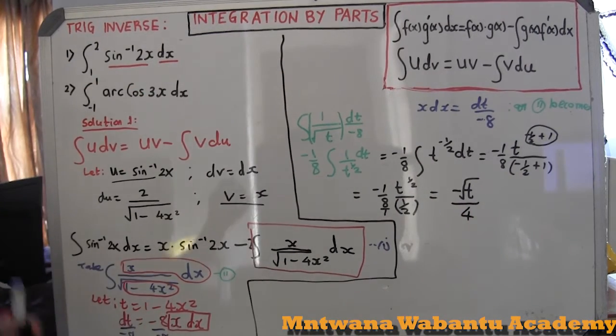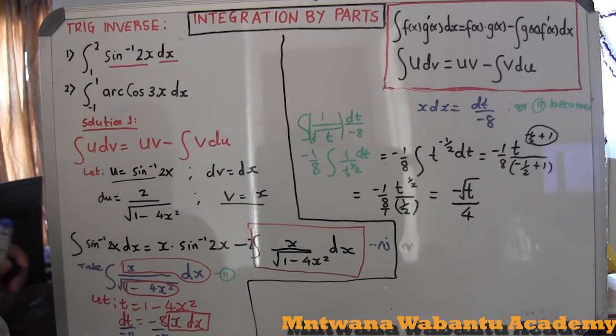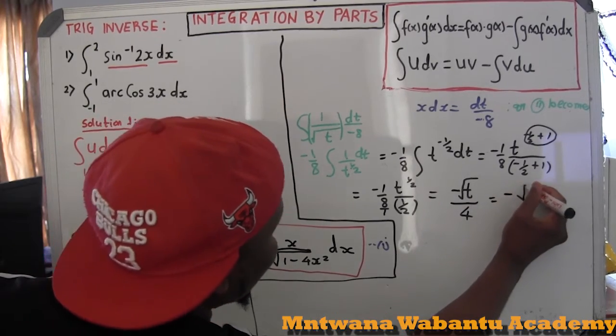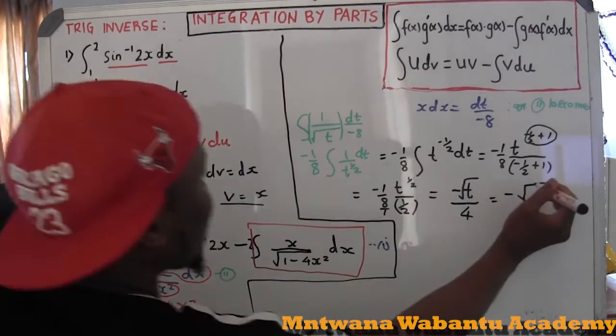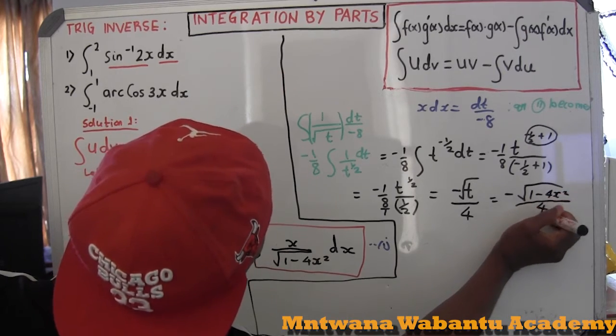But now, the question was not given in terms of t. What's the meaning of t? Our t was equal to 1 minus 4x squared. So I don't need t. It's going to be the square root of t, meaning the square root of 1 minus 4x squared, over 4.